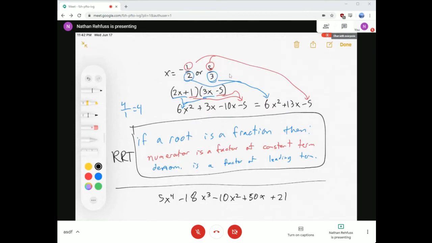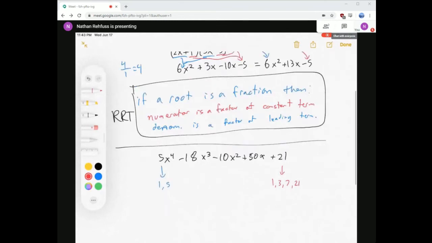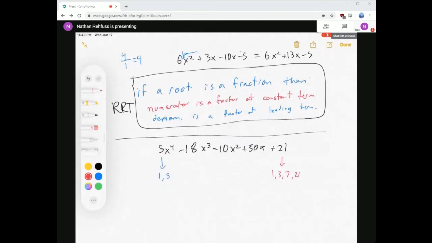Okay. So this 5 right here is your denominator, and its factors are 1 and 5. Those are the only numbers that could be a denominator. Your 21 has factors of 1, 3, 7, and 21. Those are the only numbers that could be the numerator.